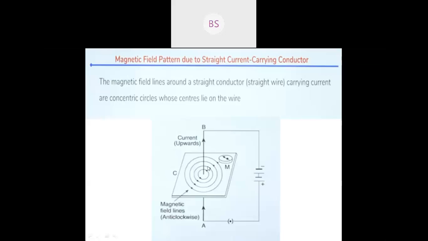Okay. So what have we observed when we conducted this experiment? First observation: the magnetic field lines form concentric circles around the wire. That is our first observation. Okay. Next, what is the second observation?